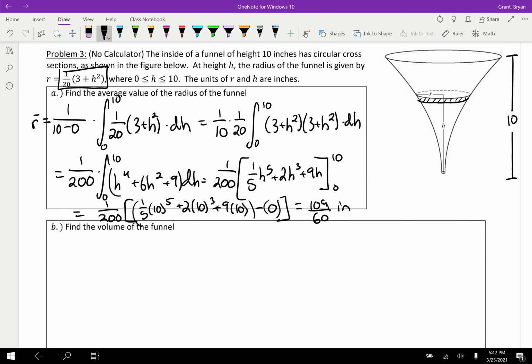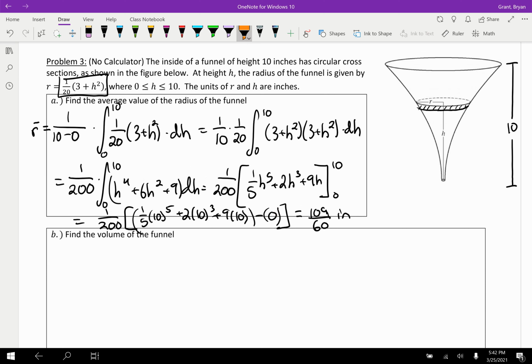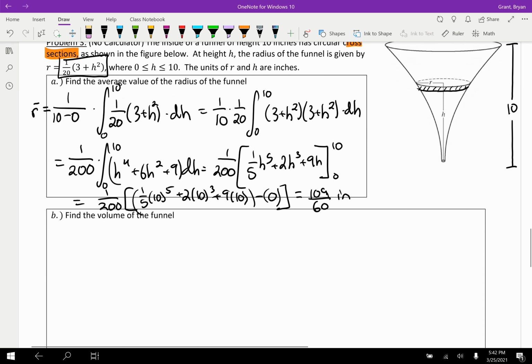All right, next up, tricky one. Find the volume of the funnel. This stumped a lot of my students when this came out a couple years ago, and the reason is because they looked at this and said, but wait, they didn't tell us, are we rotating this around an axis, or are these volumes by cross sections? Well, look at the problem. They told you the funnel was created by cross sections. And you can even see the cross section right here, right? These are cross sections of full circles.